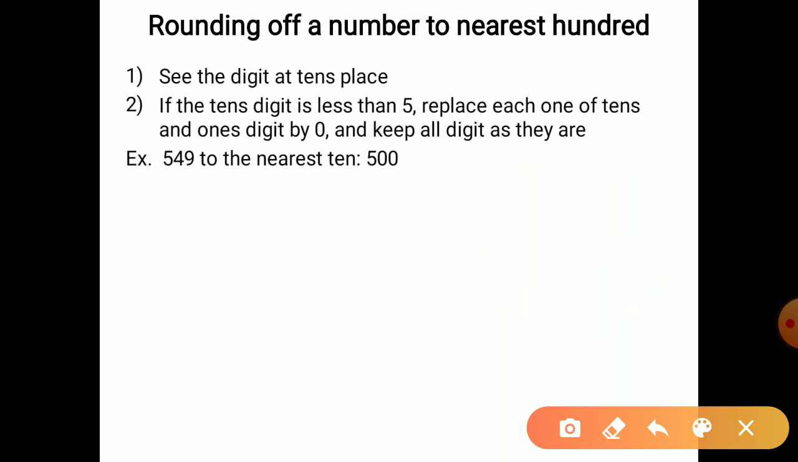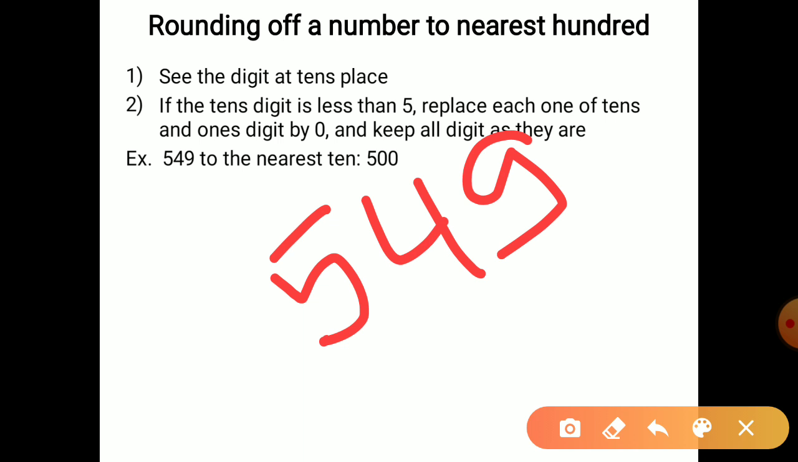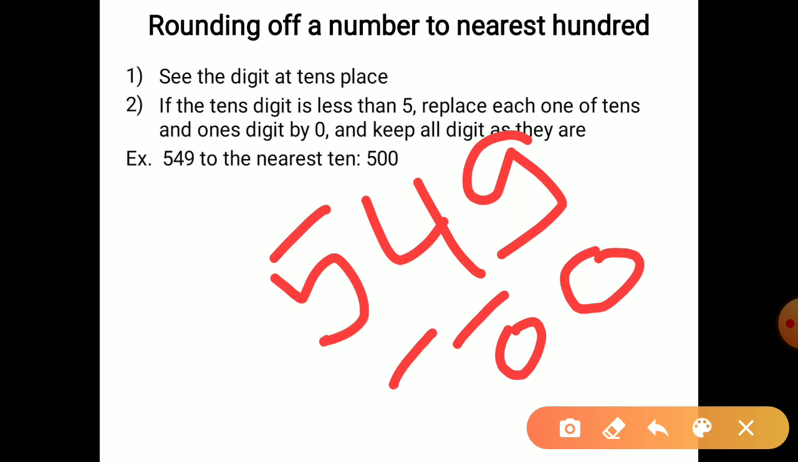Take one example. My number is 549. So we will check the tenth digit. Our tenth digit is 4. It is less than 5. So we will make this 0. We will make the right digit also 0, and we will write the next digit as it is, that is 5. So our answer is 500.